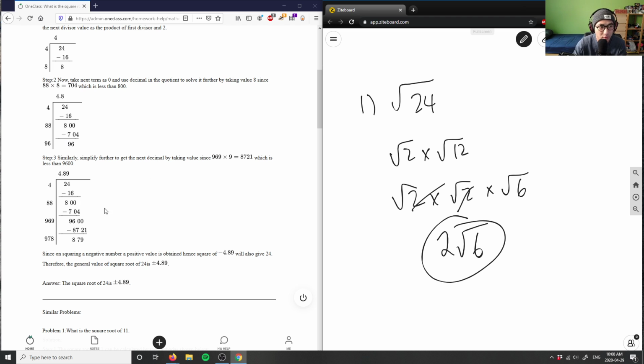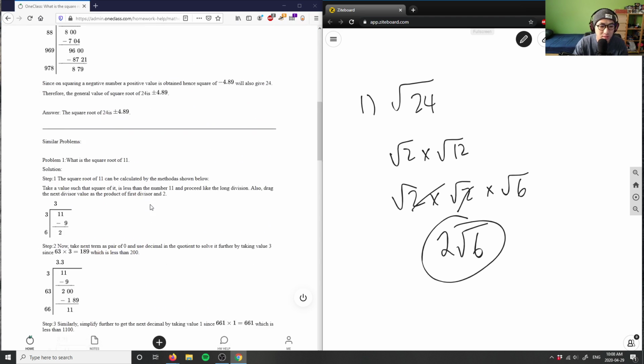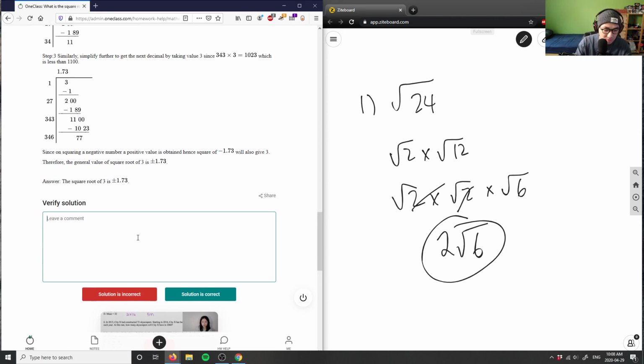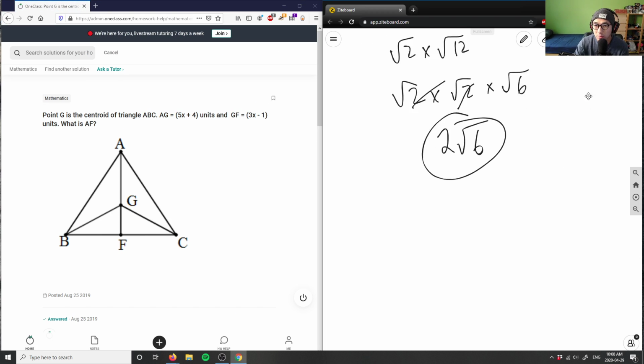So this is how you would square root something if you want to solve for the decimal places. If you want to do the simplified radical form here, 2 root 6 here is our correct answer. So I'm going to say here, solution here is correct. Solution is correct. Good analysis. So solution is correct. Let's move on to number 2.